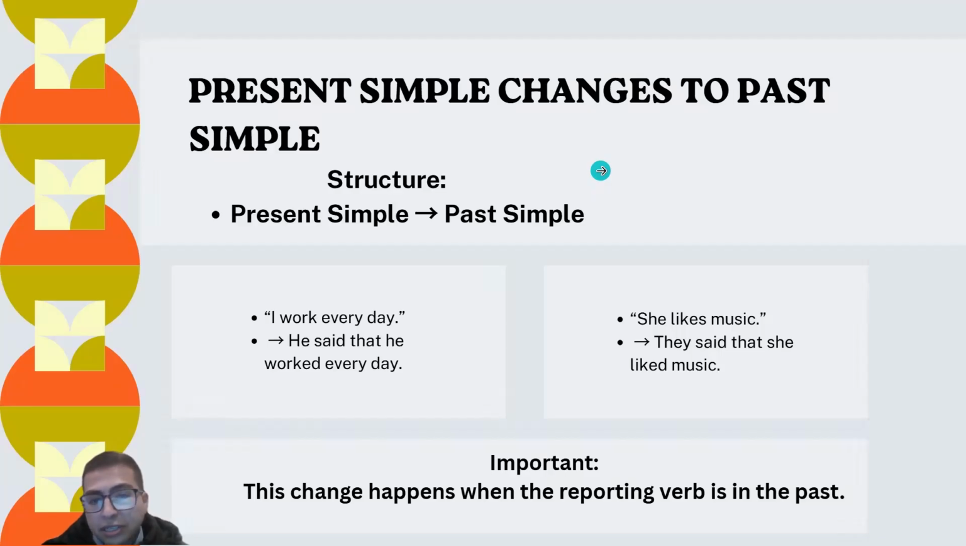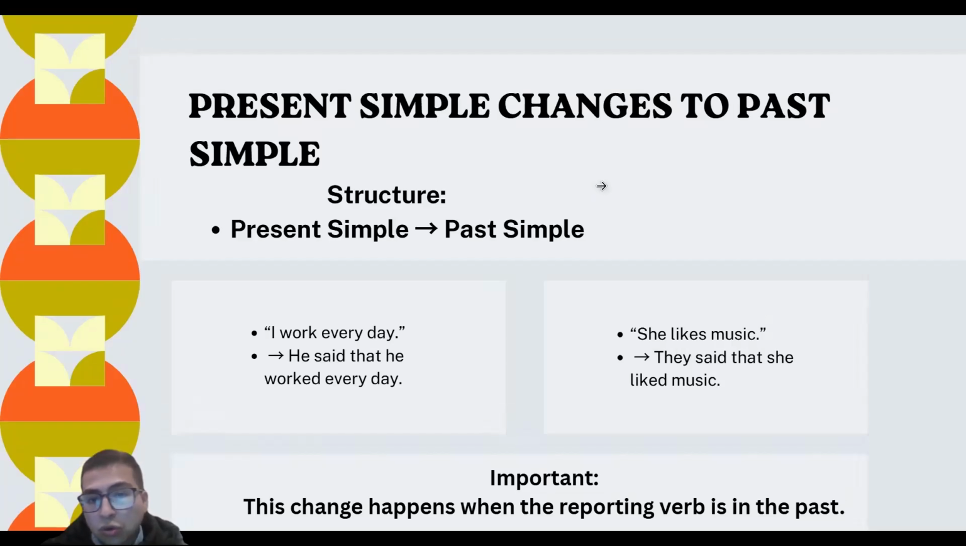And the first change is from present simple to past simple. For example, the sentence in direct speech, I study English every day, becomes he said that he studied English every day. Another example, she works in a hospital becomes they said that she worked in a hospital. This is one of the most common changes in reported speech. This is the most common.